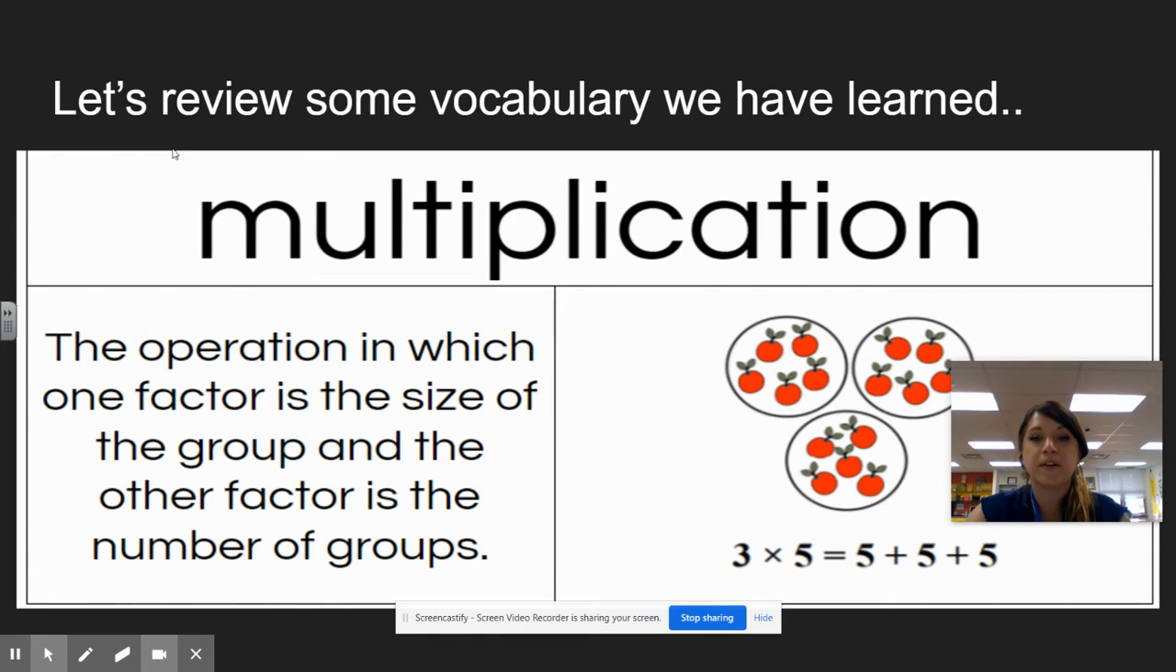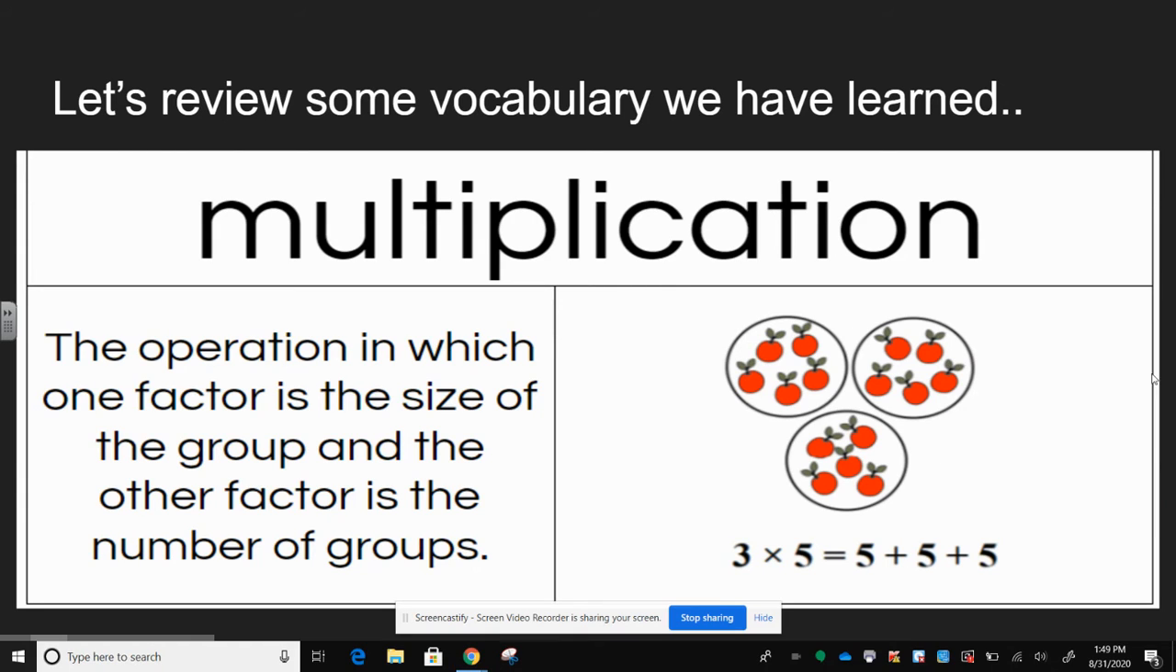Here are some key words. So our first vocab word is multiplication. Multiplication is the operation in which one factor is the size of the group and the other factor is the number of groups. So by looking here, we can see that. Let me show you.